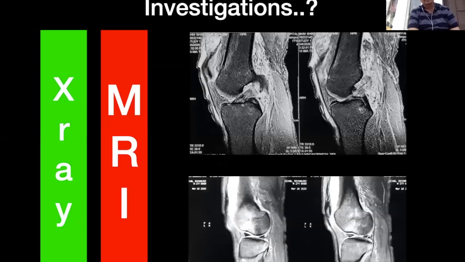Yeah. So my next question is to Sudeep, sir. What are the investigations that you want to do in case of ACL injury, sir? Definitely, after X-ray has been done, X-ray is a must for the initial injury. After that, if I'm clinically suspecting the ACL injury, definitely my next investigation is going to be MRI.